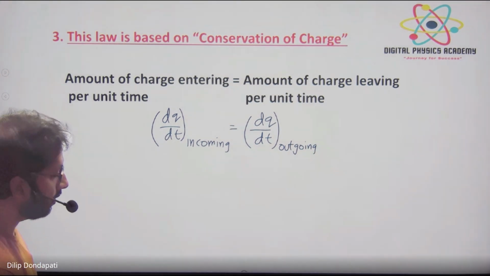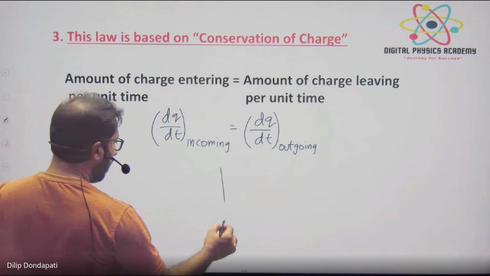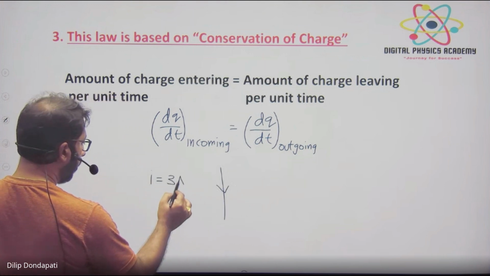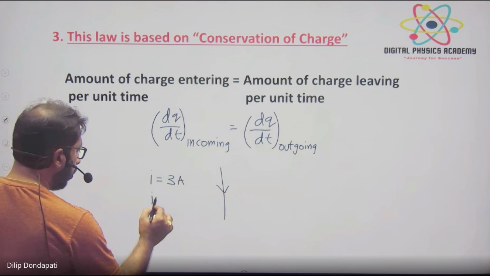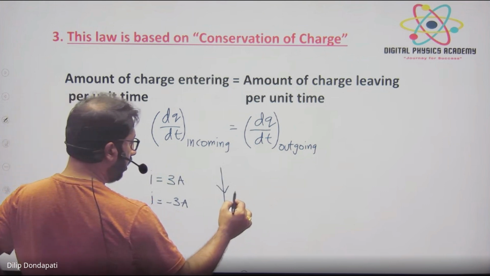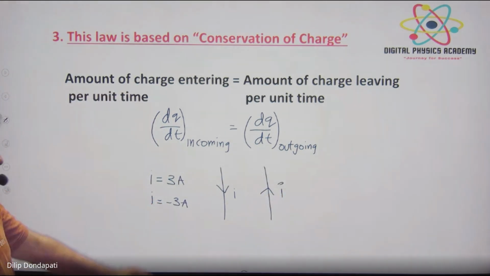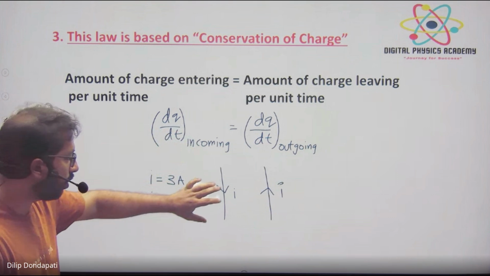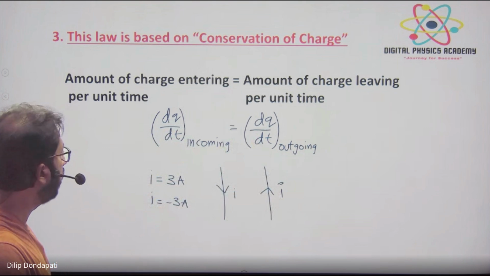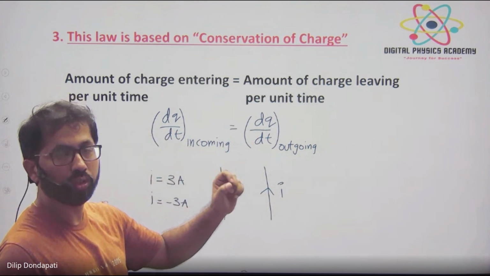Okay. And here when you are applying, suppose the current I is equal to 3 ampere. If I say I is equal to minus 3 ampere, how to represent? The current is going in the opposite direction, right? So minus means indirectly we have to reverse the sign, reverse the arrow. Okay, current is flowing in this direction. Okay. Now KCL understood, right? The sum of the current entering the junction is equal to the sum of the current leaving the junction.